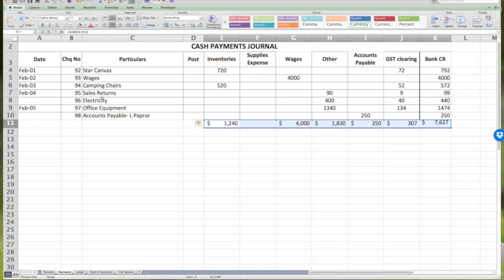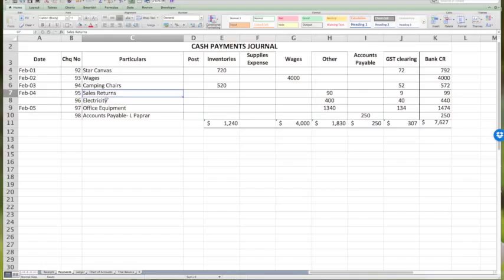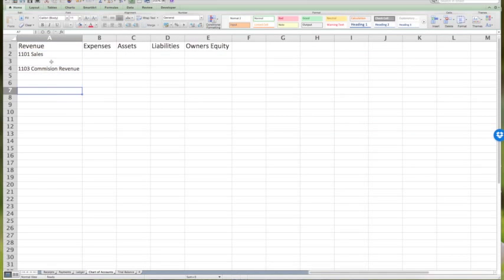Have a quick check of the cash payments journal. It's quite unusual that we do have a revenue account over here, but it's always good just to check, and in this instance it has paid off. We've got a sales returns account here. That's classified as a revenue account, a negative revenue. So I'll pop that in. Sales returns.